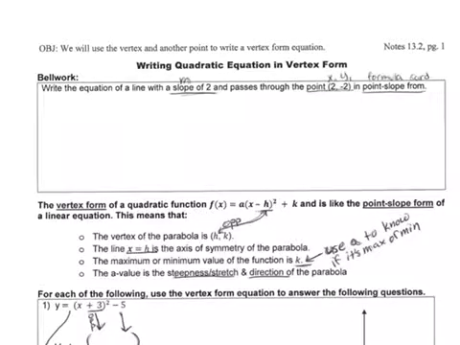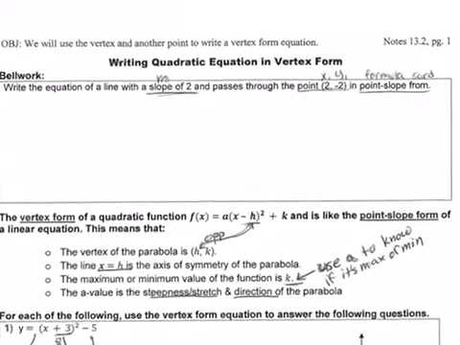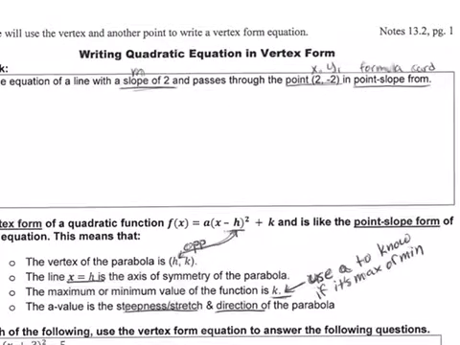This video covers notes 13.2 about writing quadratic equations in vertex form. So the first one is the bell work, and they ask us to write the equation of a line with a slope of 2 that goes through the point (2, -2) in point slope form. This technically says "from," but I'm sure they meant "form."